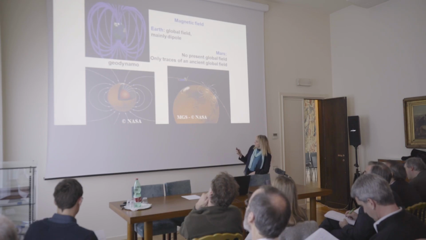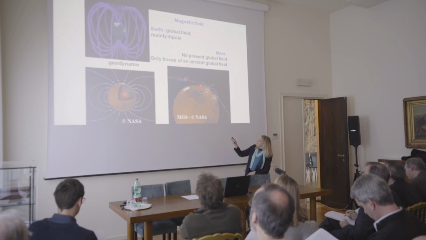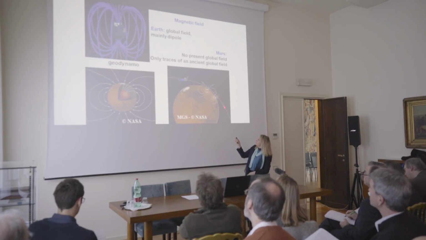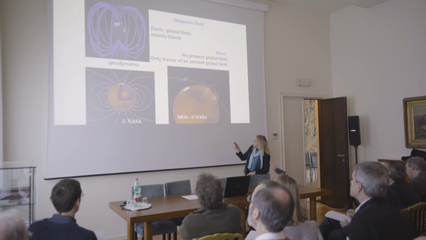What do we have on Mars? We don't know whether the core is liquid or solid at present, but we know that at a certain time in the past, there was a dynamo. That is illustrated here, because there was a spacecraft which has done what is called a flyby, very close to the planet, and the spacecraft has measured a magnetic field. But this magnetic field is here. It's a remnant magnetic field. It's a fossil, so it represents the magnetic field in the past.